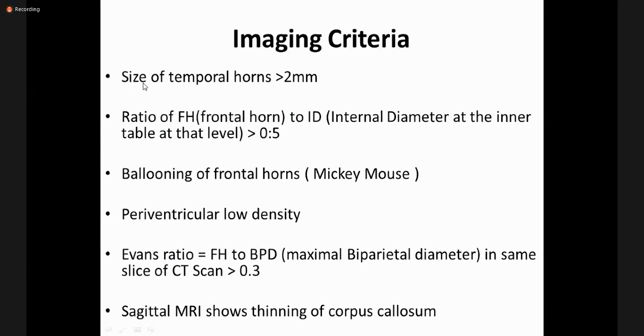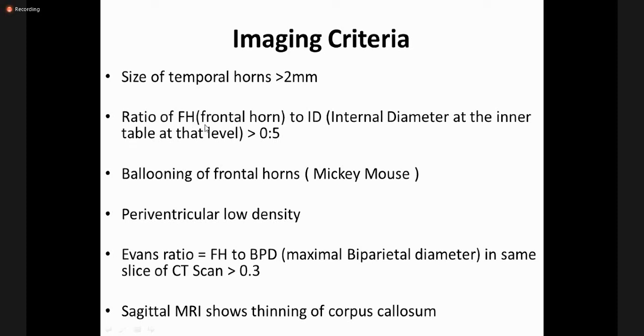Size of the temporal horns more than 2 mm. In a normal patient in which there is no hydrocephalus, the temporal horns of the lateral ventricles within the scan are usually unremarkable or not seen. But if the temporal horns are visible, then you have to check the patient for developing or developed hydrocephalus.